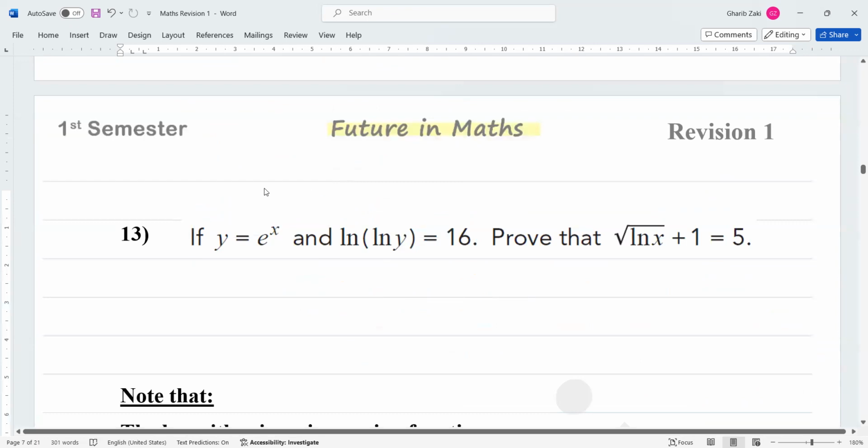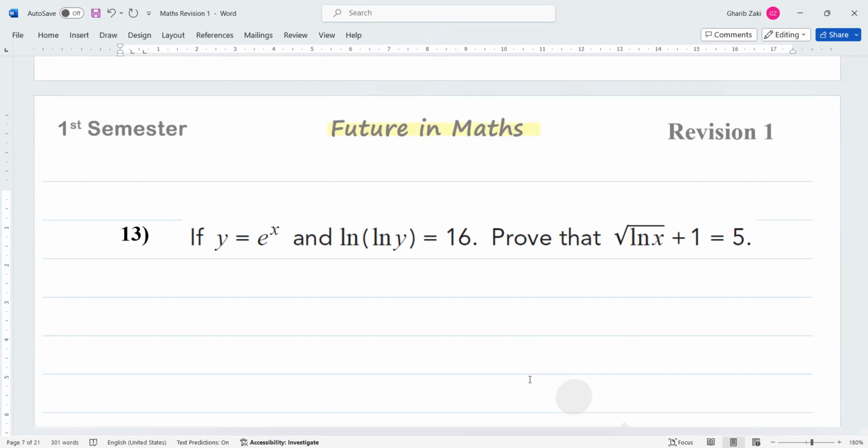Next, try to solve that question, please. Number 13. It's an easy question, but just think. If y equals e power x and ln y equals 16, how can we solve this? Think with me.